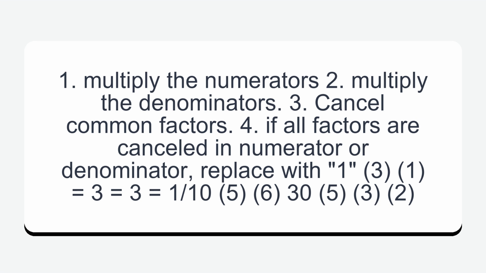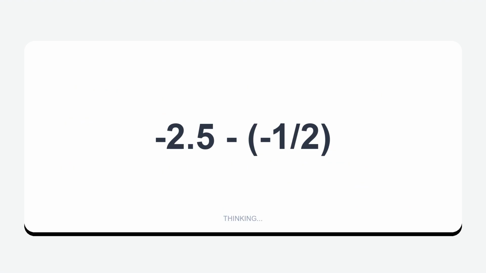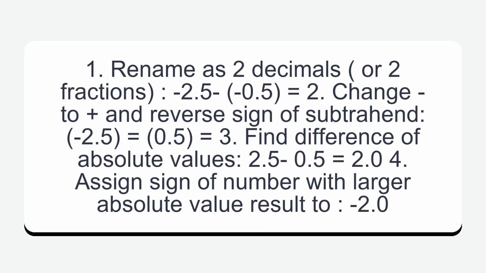-2.5 minus 1/2. 1. Rename as 2 decimals or 2 fractions. -2.5 minus 0.5. 2. Change to plus and reverse the sign of the subtrahend. -2.5 plus -0.5. 3. Find the difference of absolute values, 2.5 and 0.5 equals 2.0.